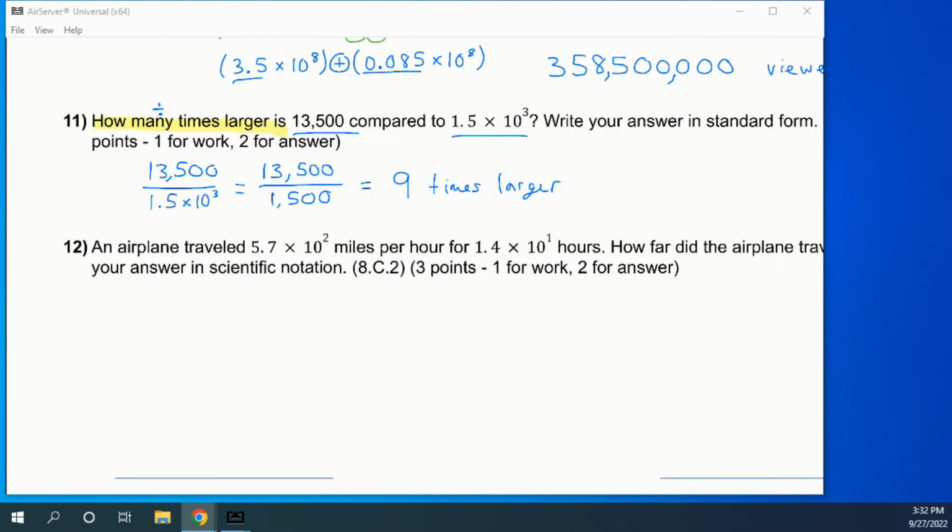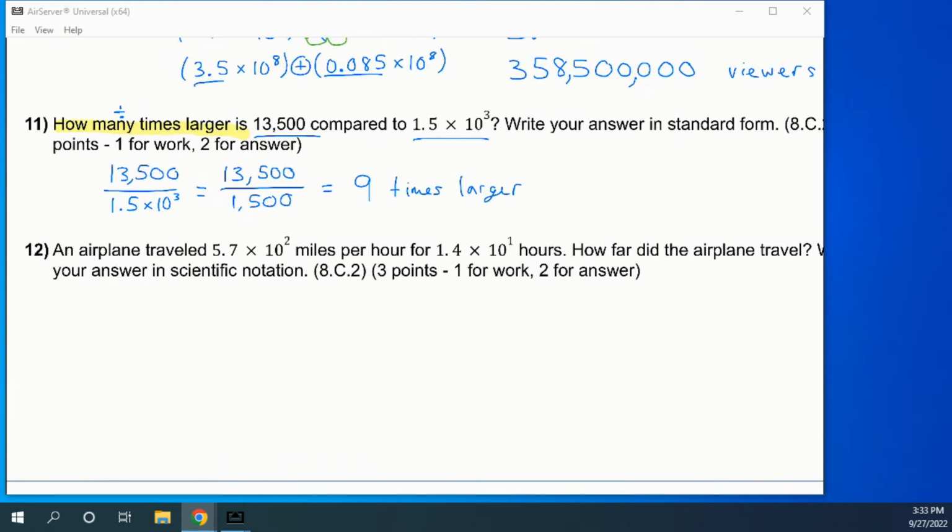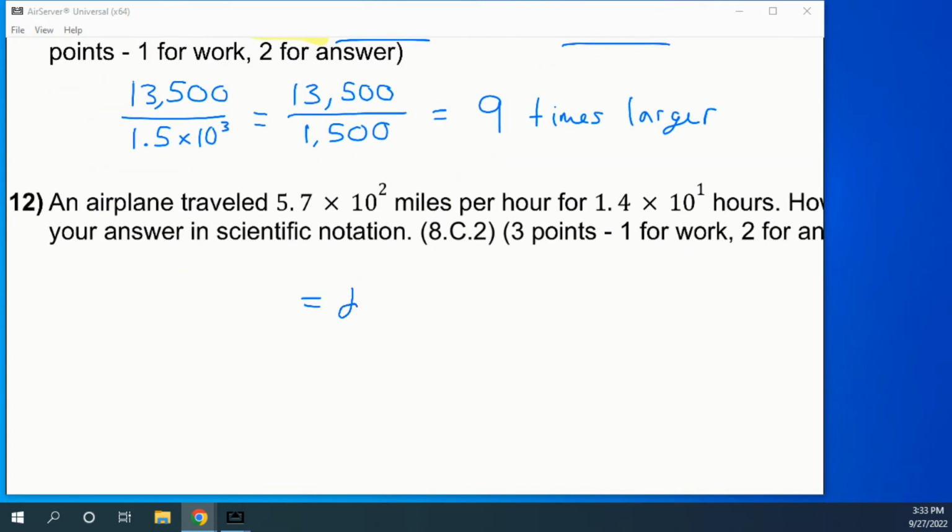I believe the last one here. An airplane traveled 5.7 times 10 squared miles per hour for 1.4 times 10 to the first hours. How far did the airplane travel? Write your answer in scientific notation. I had to reread this one because I was like, what are we doing? So here's what I'm thinking. We're looking for the distance, right? So something is going to equal the distance.